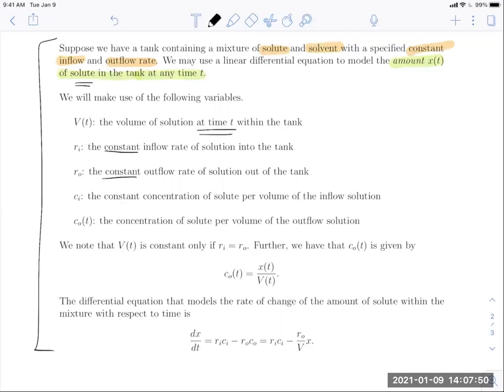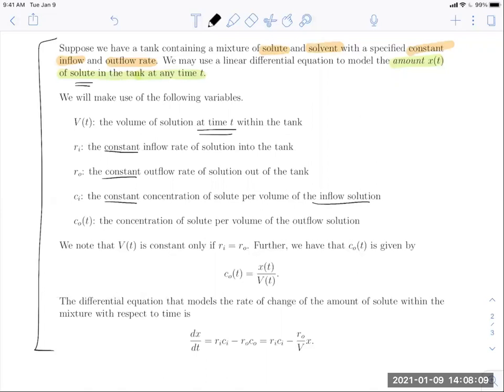We also have the constant concentration of the solute per volume of the inflow solution. All right, so that's whatever's being brought in. Are you bringing pure water in? Are you bringing some kind of a brine in? What is it? That should be some constant concentration that you're adding.